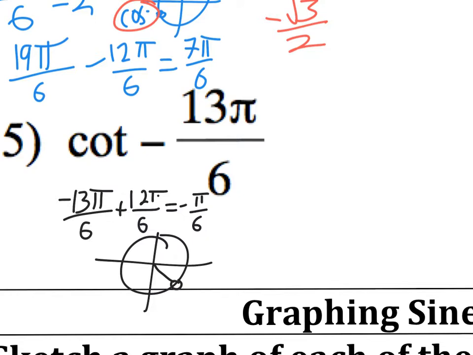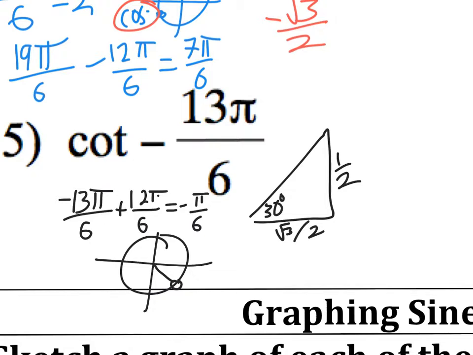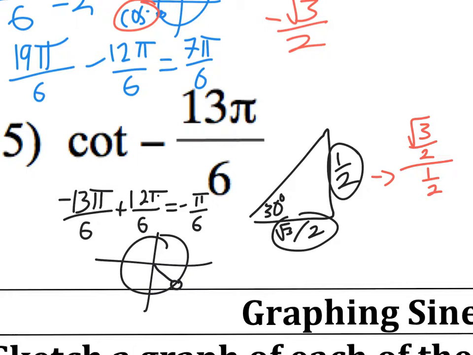Cotangent is going to be the reciprocal of tangent. And with pi over 6, we're looking at a 30-degree reference angle. So you've got a half and a root 3 over 2. Since tangent would be 1/2 divided by root 3 over 2, cotangent is going to be the reciprocal. So we're looking at root 3 over 2 divided by 1/2, which in quadrant 4 is going to be negative. We're looking for the negative version of this. So negative root 3 is going to be our answer.